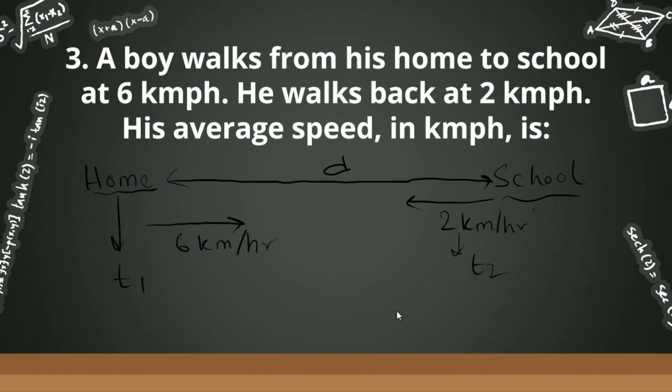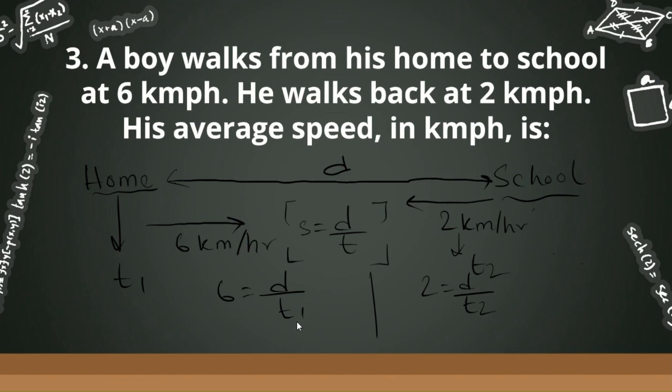Okay, so what does the formula say? Speed is equal to distance by time. Our basic formula, we know this. So applying this for the first case, when the boy is going from home to school, the speed is 6 kilometers per hour, equal to total distance by the time, which is t1. And for the second case, it should be 2 kilometers per hour, equal to distance by t2.